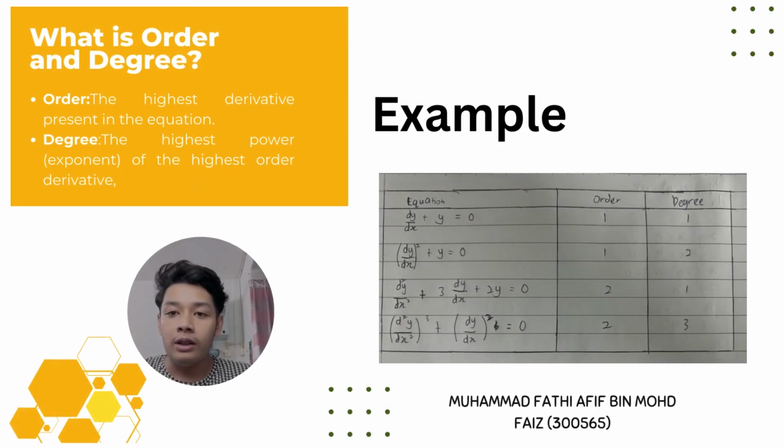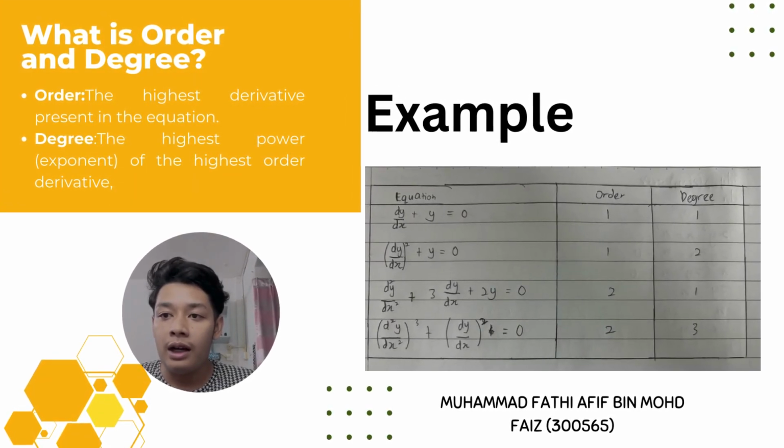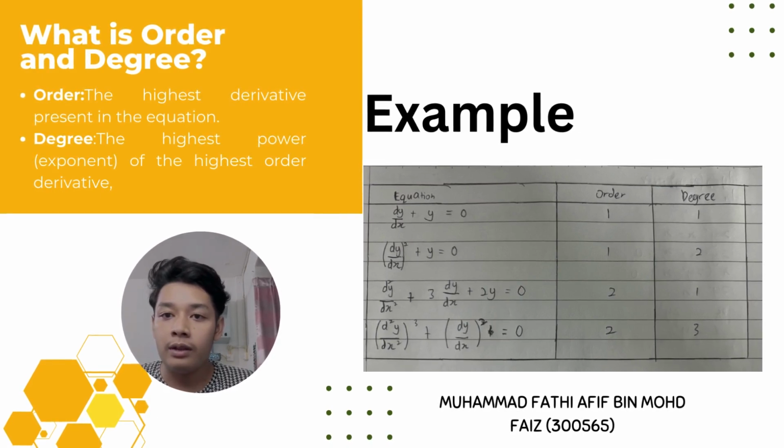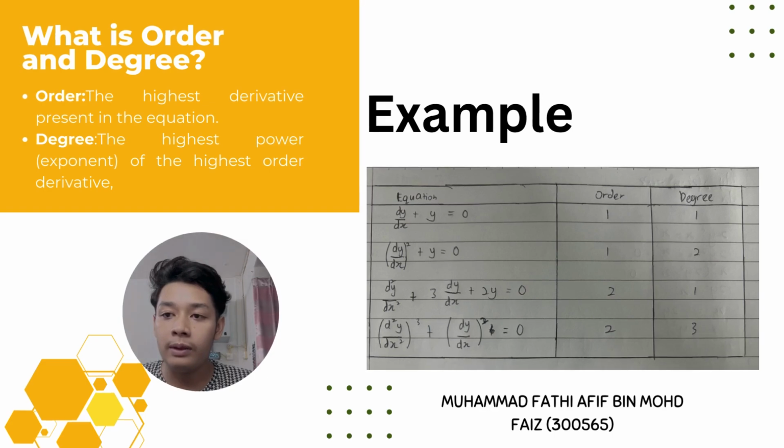The order of a differential equation is determined by the highest derivative of the dependent variable with respect to the independent variable that appears in the equation. The order indicates the number of times the dependent variable is differentiated. Degree of a differential equation is the highest power to which the highest order derivative is raised, provided the equation can be expressed as a polynomial in the derivative. The degree is defined only when the differential equation is polynomial in its derivative.